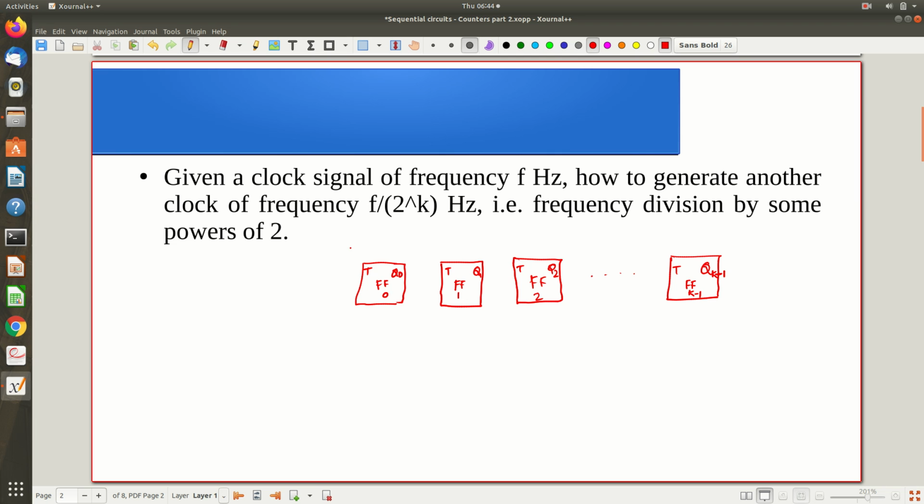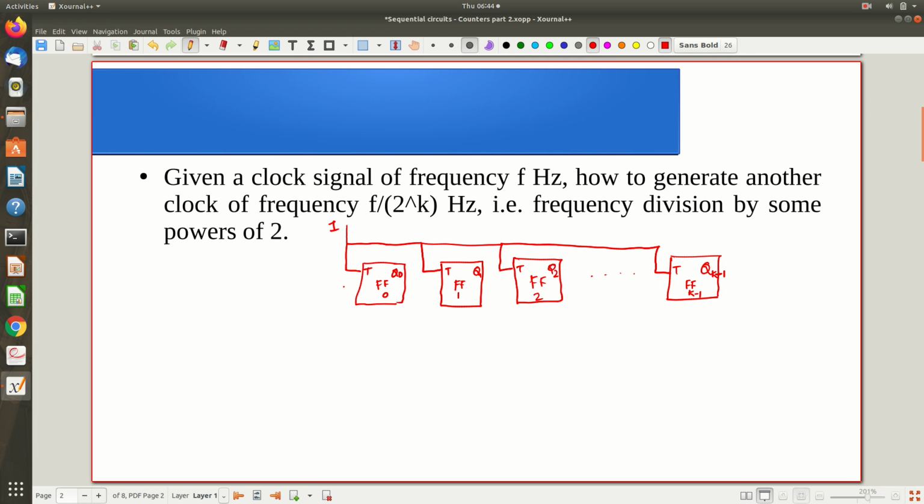Now what you are doing is connecting all these T flip-flops in toggle mode. So what is toggle mode? Whenever the clock triggering happens, it will toggle. Toggle mode means T is equal to 1, which makes the flip-flop toggle. So by continuous toggling we are achieving this frequency division and counting. That is the idea.